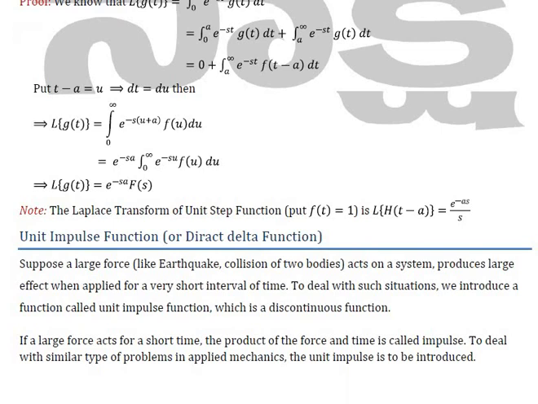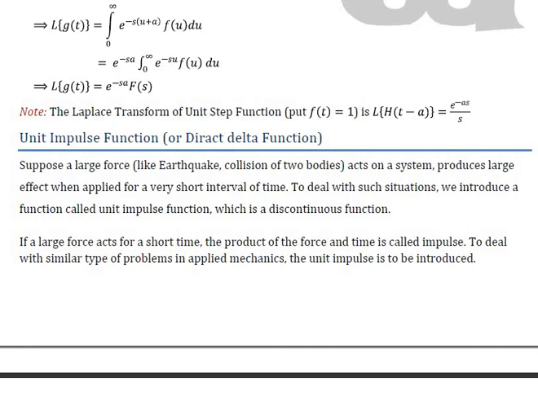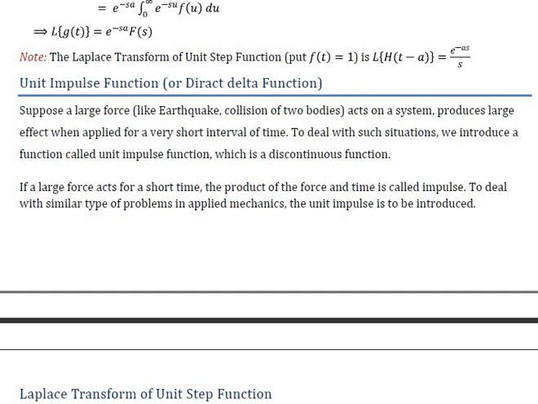Then we will move to the unit impulse function, that is the Dirac delta function. What is the main implication of this function? Suppose a large force, like an earthquake or collision of two bodies, acts on a system and produces a large effect when applied for a very short interval of time. To deal with such situations, we introduce a function called the unit impulse function, which is a discontinuous function. If a large force acts for a short time, the product of the force and the time is called impulse. To deal with similar problems in applied mechanics, the unit impulse is introduced.